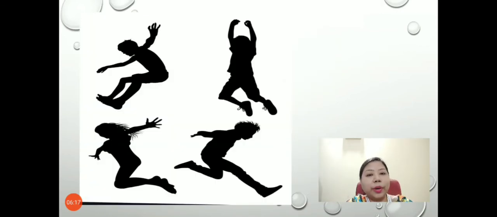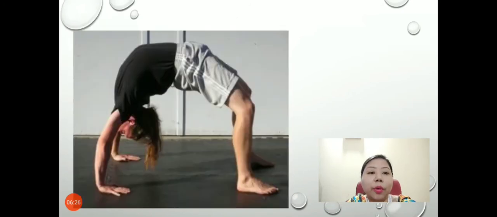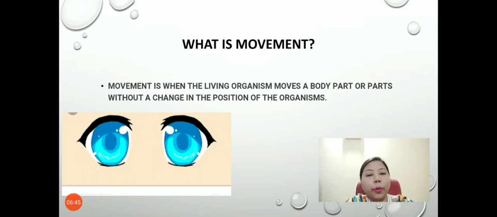Yes, here you can see that the children are jumping and they have different posture of their body, and our body is also flexible. With little bit practice, you can do the back bridge. Yes, so you can do the back bridge, and since our body is quite flexible, but we need some type of practice. Yes, okay. Now the question is that what is movement?